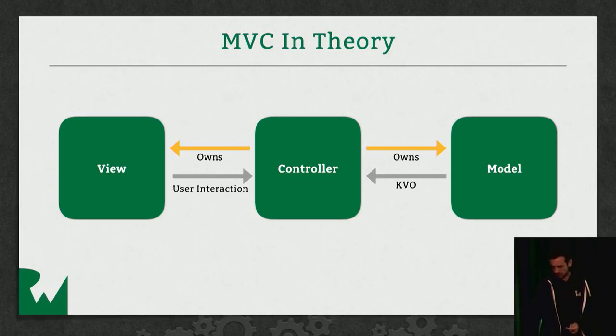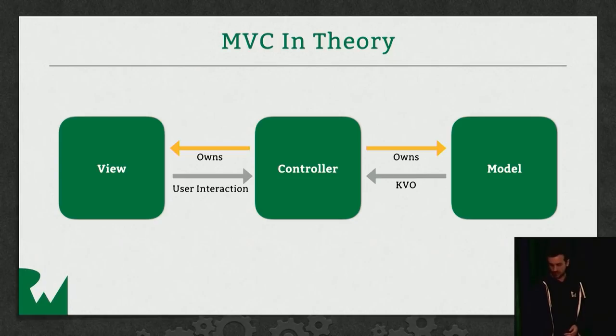We have the model here on the right side. And you know the model. It could just be a struct with some properties. It's just the basic data layer for your views. You have the view on the left side, which is what the user interacts with, and it displays information from the model, and the controller, which is the intermediary between the two. In this scenario, the controller owns both of those, and it communicates with the model, for example, through KVO or delegation, and the view through user interaction with buttons and actions and things like that.